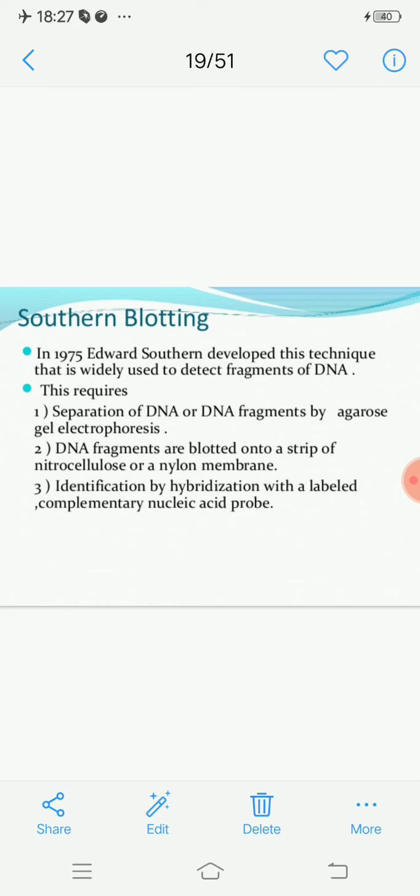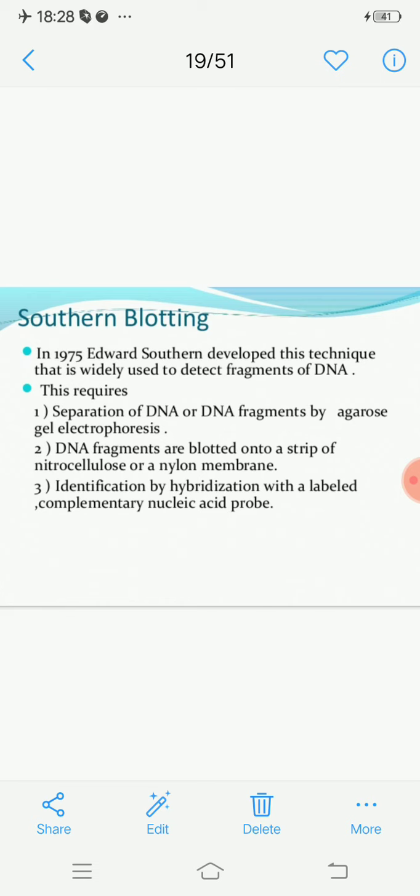or this nylon membrane. And this transfer from the gel to the nitrocellulose or the blotting paper is done by the blotting action or by capillary action. So this transfer occurs with the help of capillary action. Then after that, identification. How to identify your gene or DNA? It is done by the hybridization technique.